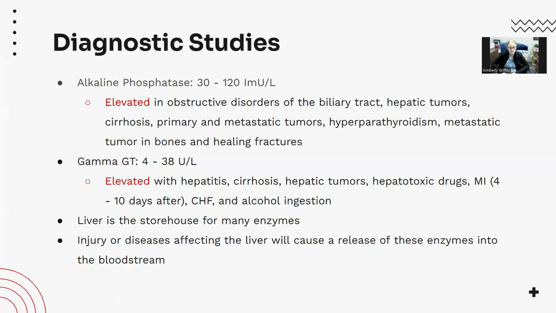So if you think of the gamma GT helping metabolize drugs and toxins, if you look at hepatitis and cirrhosis and tumors and drugs, these are all things that can be due to some type of drug that you're metabolizing or a toxin. Same thing with your ALP. It helps break down protein.